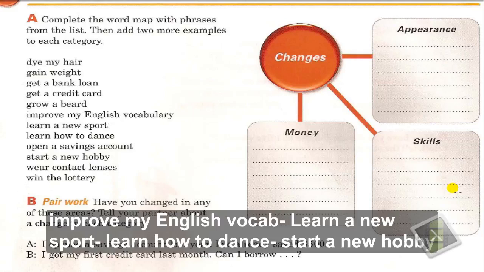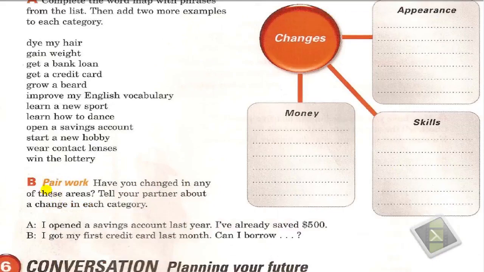B. Pair work. Have you changed any of these areas? Tell your partner about a change in each category, a change in money, skills, appearance. Example. A: I opened a savings account last year. I've already saved $500.